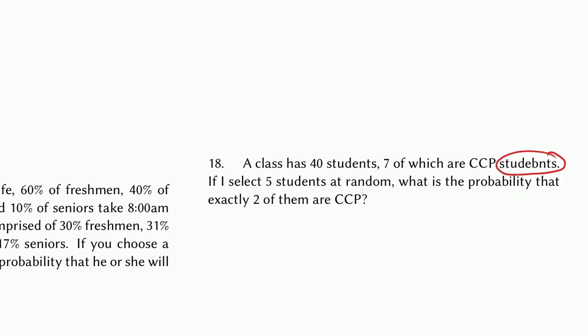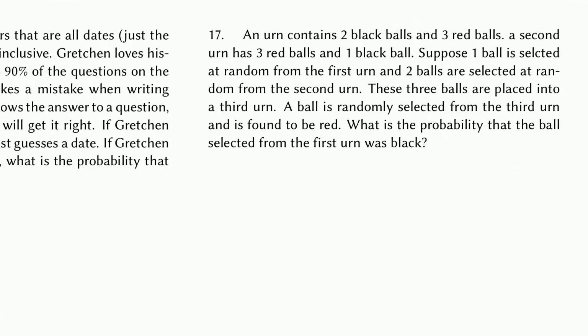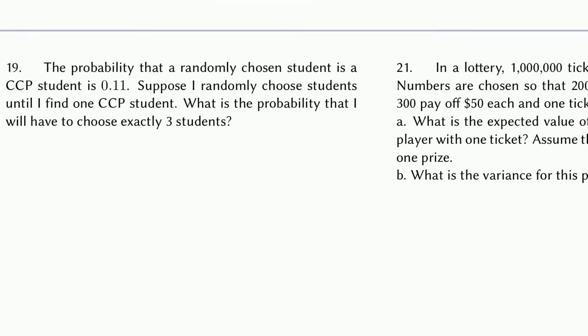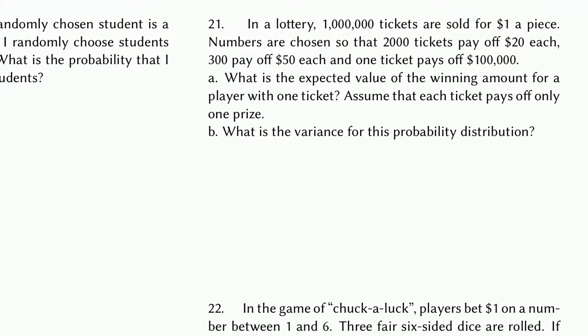So 5 students at random. Oh, this one's good. Yeah, this one's binomial. Oh no, that's hypergeometric. Okay, so that one's good. This one's also conditional, but there's only one conditional on there. Okay, finally, some stuff that's on the test.